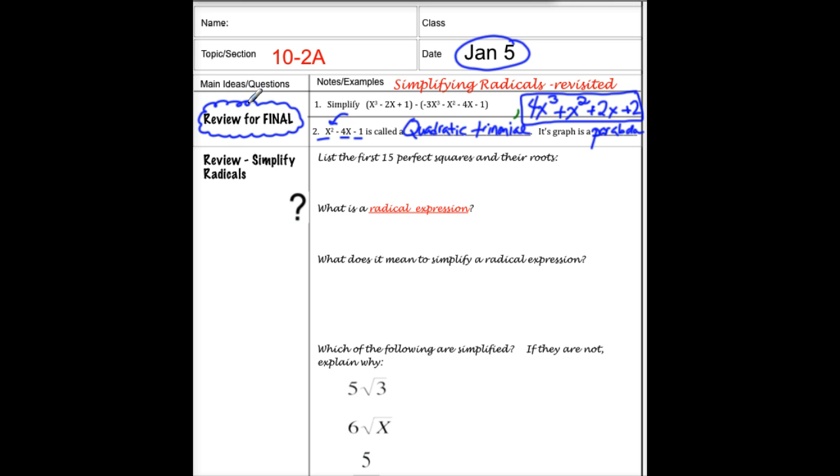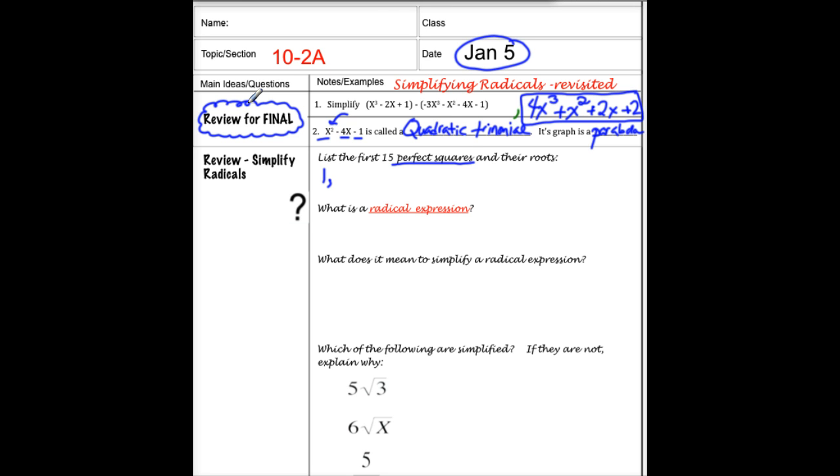Now we're going to review a little bit of what we did before Christmas. So the key to Chapter 10 is really, it's all about square roots. And the key is knowing who your best friends are in the square root world. And we call those things perfect squares. And so let's list the first 15 perfect squares. They don't get memorized, they get created.